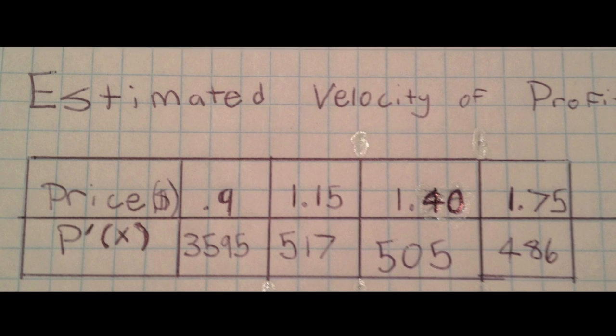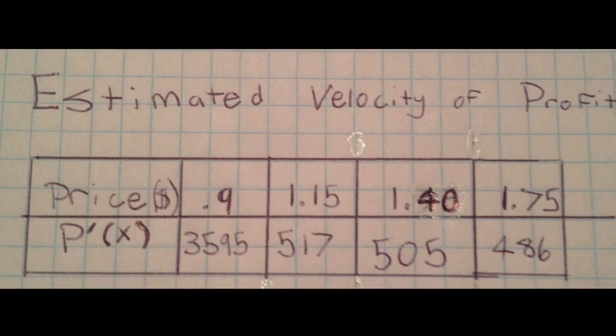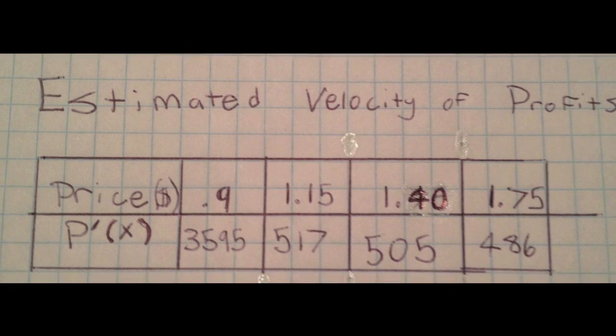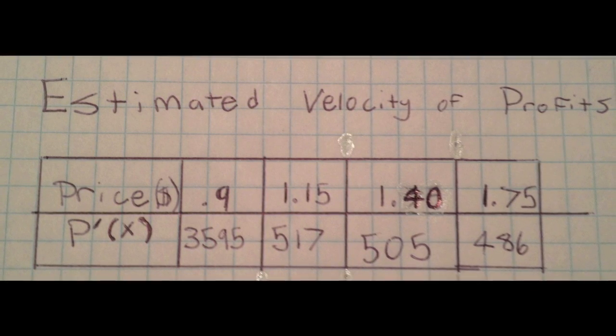Mr. Ruggiero, we estimated P prime of X by finding the midpoint between our different price levels. For example, between 80 cents and $1, we found the midpoint to be 90 cents. And when you increase prices by $1, you are increasing your profits by $3,515. However, when you find your next midpoint, you are only increasing your profit by $517, followed by a decreasing rate to $505, followed by lastly $486. So as you can see, when you increase your prices, you are increasing profit at a decreasing rate.